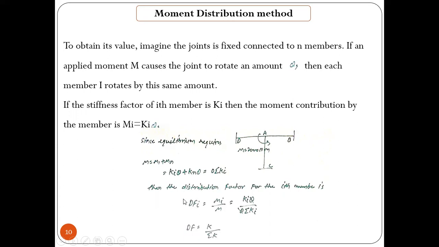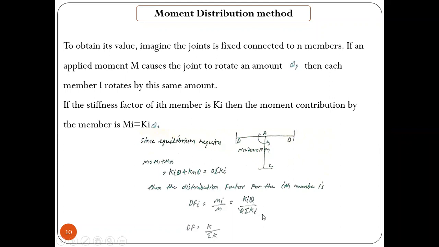So DFi means the distribution factor for any member, or the ith member, which is nothing but Mi by total M. From there, we get ki theta by the summation of ki theta. So this should be theta, not a zero. Theta is taken out as common, so it's a sum of ki and kn over all of them, and theta cancels out.